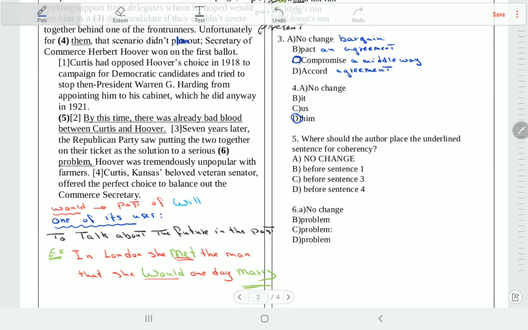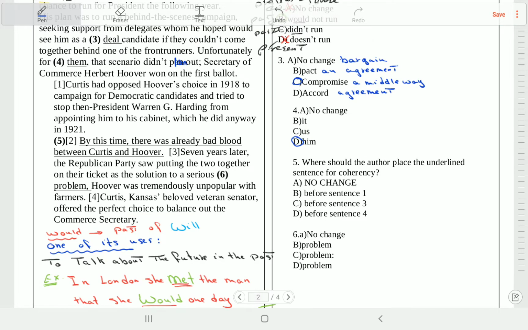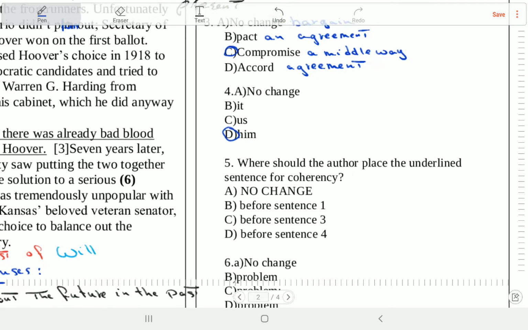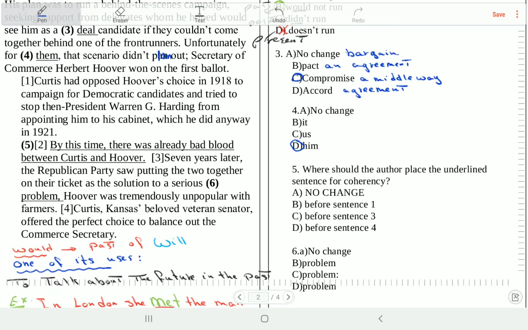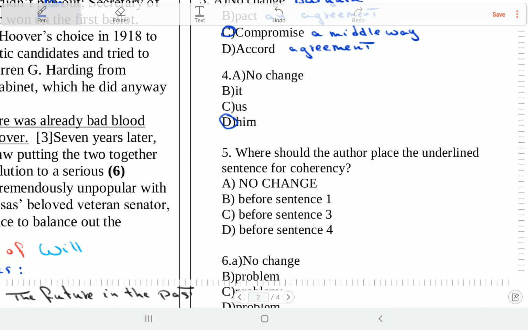Okay, for number 5. This is a sentence placement question, asking where the author should place the underlined sentence for coherency. So how do we tackle this question? Very easy. First, read the sentence in question. Next, try to find a clue in the sentence, a word that refers to someone or something before or after. Number 2, is that sentence general, so we can put it at the beginning of the paragraph, or is it specific?